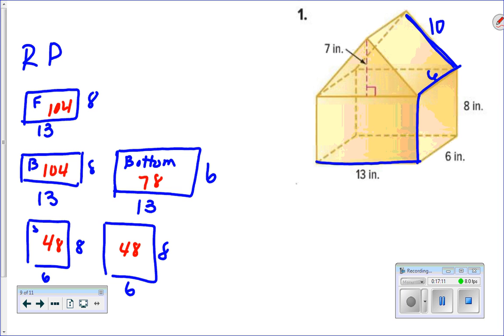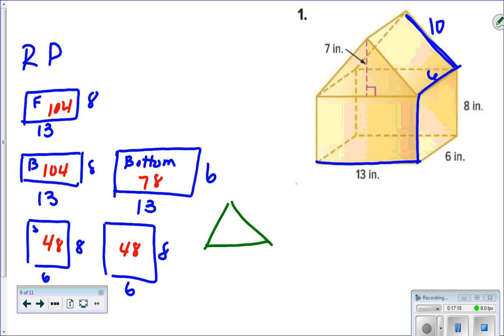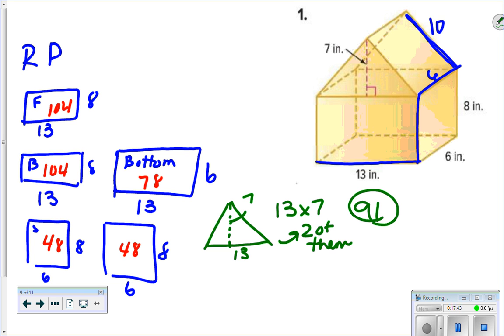Now let's do the triangle part. So I'm going to do the triangles. And it's 13 by 7. And I have 2 of them. So I can do 13 times 7. 2 of them. So I don't need to divide by 2. So my triangles would be 91. Good on the triangles? Okay, and then I gotta do my slant sides, which is we made up the 10.